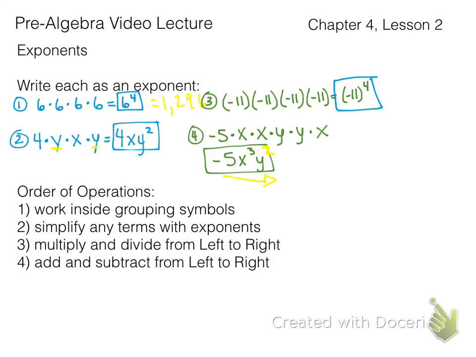All right, so order of operations: working inside the grouping symbols, simplify any term with exponents, then multiply and divide from left to right, and then add and subtract from left to right. So here's my first problem. 2 times 5 to the second plus 4 times negative 3 to the third power.